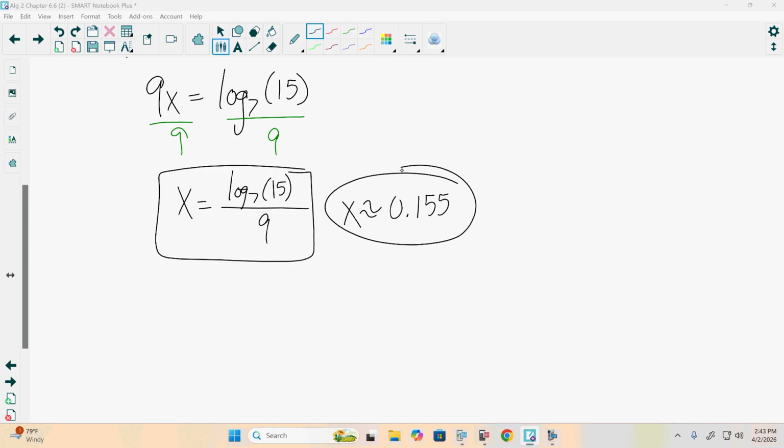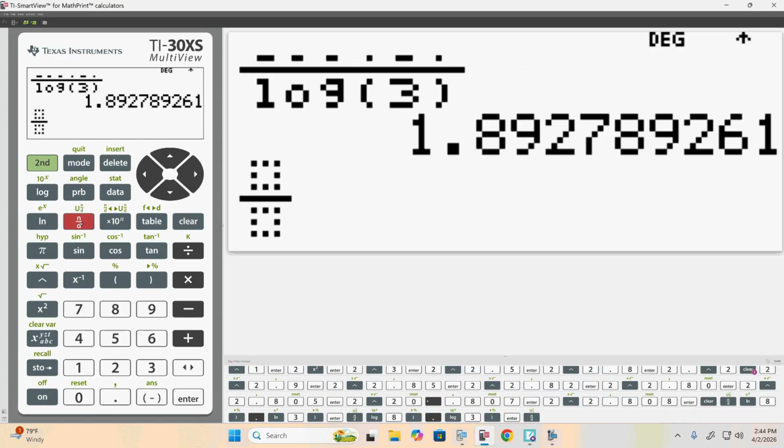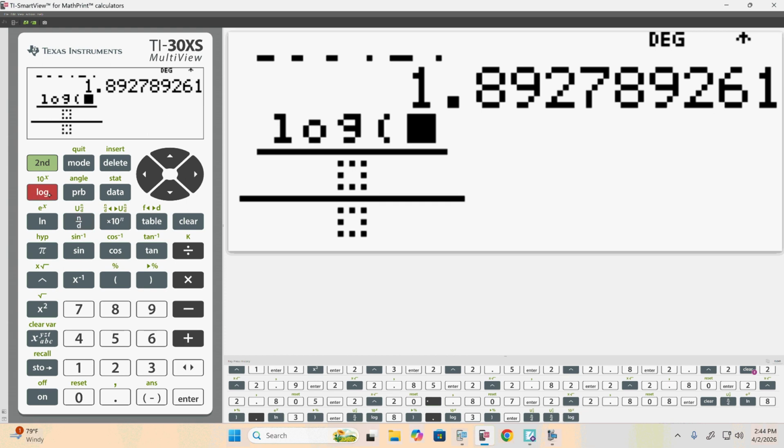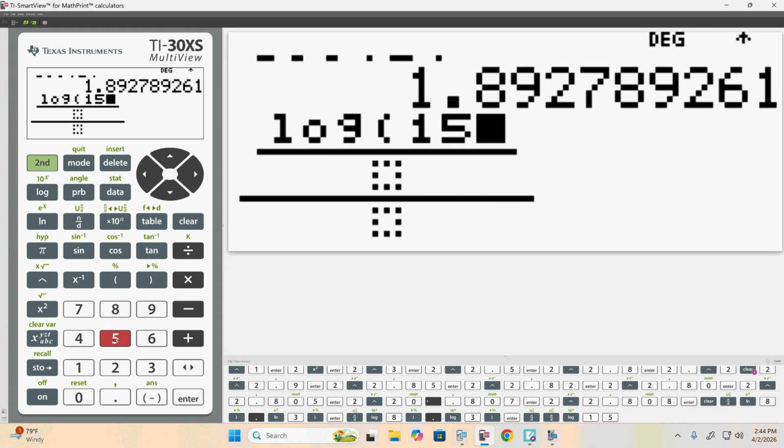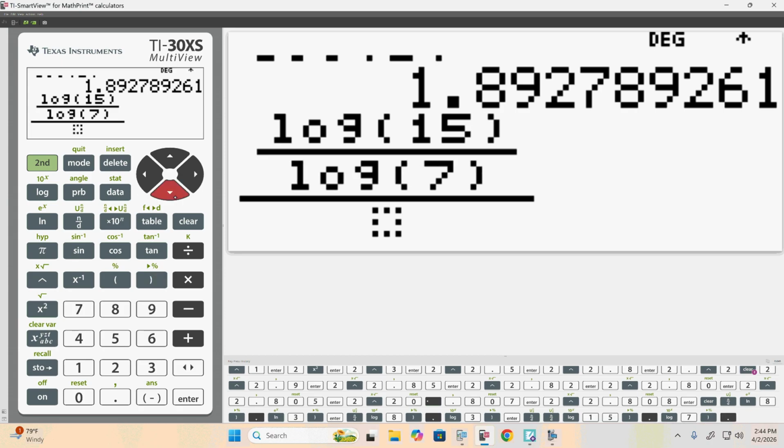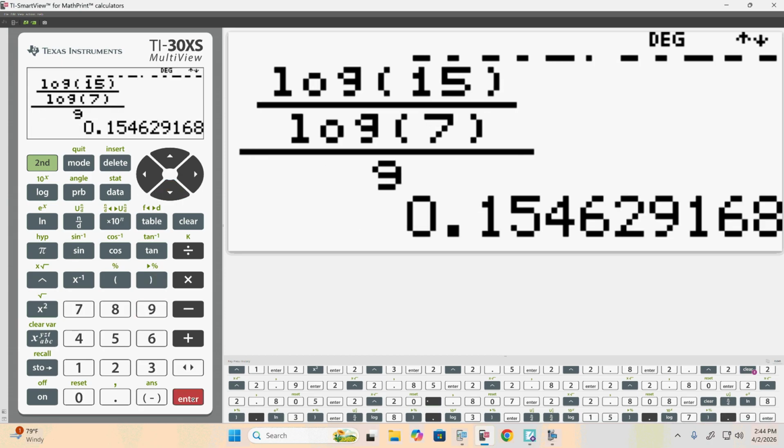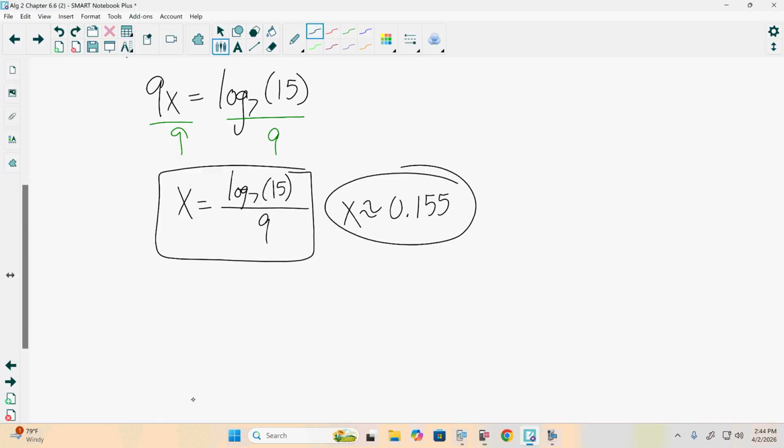Now, if we wanted to do this with the change of base, two ways. We can go log of 15 over log of 7 all over 9, which gives us this here. Questions on these here? We ready for the next one?